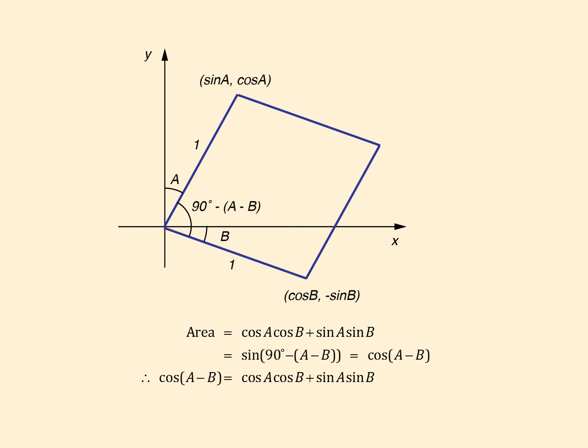So the area is cos A cos B plus sine A sine B, and that's equal to the sine of 90 minus A minus B, which is the same as cos of A minus B. And hence we land up with the formula as shown. I haven't found a diagram for the compound angle formulae for tan, but this is usually done just by dividing the formula for sine by the formula for cosine.